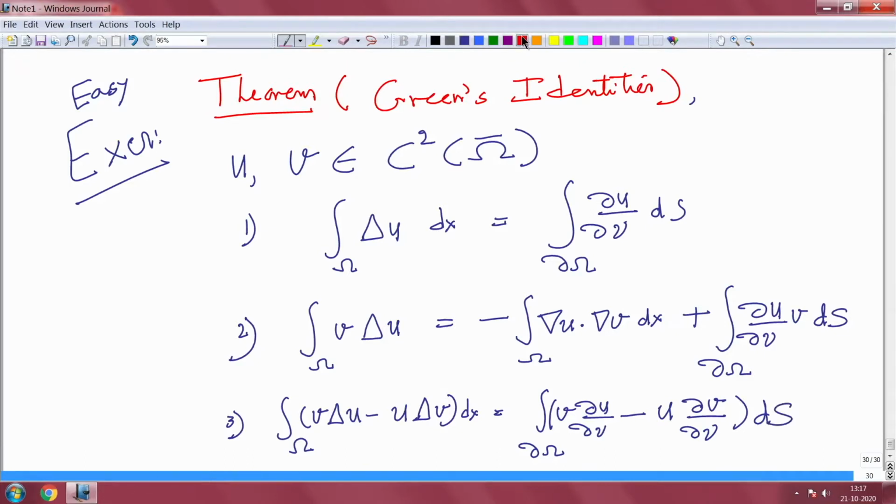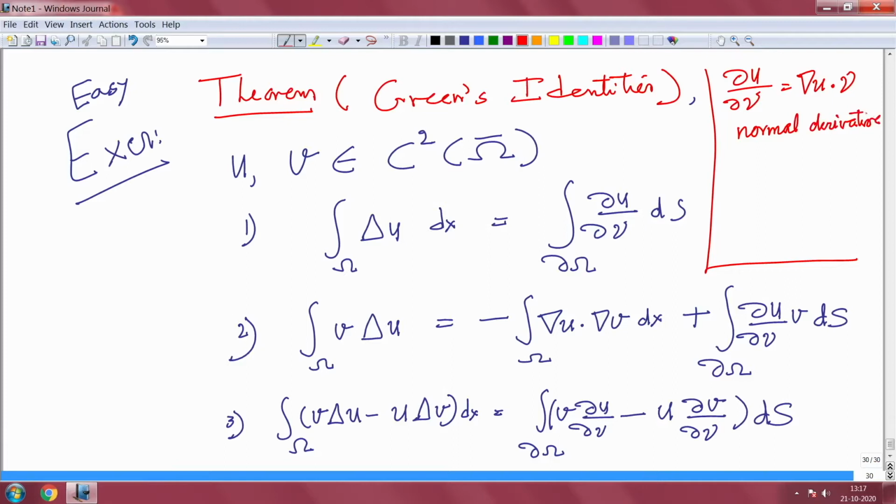So let me complete by giving the definition. What is du by d nu? This is called the normal derivative: grad u dot nu. Grad u is a vector. It is the normal derivative, not the normal; you are taking the derivative along the normal direction. Since you know the derivative from the previous class, you can define that. Grad u you already know, let me recall it once, then we will not recall it again, though we will be using it again and again: grad u is (du by dx1, ..., du by dxn), and your Laplacian of u is equal to the summation of d square u by dxi square, i equal to 1 to n.